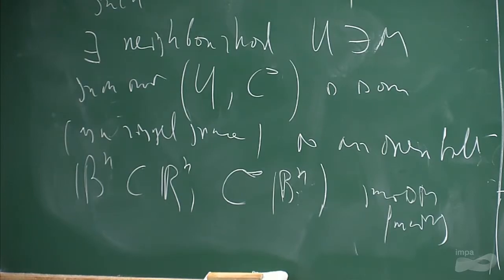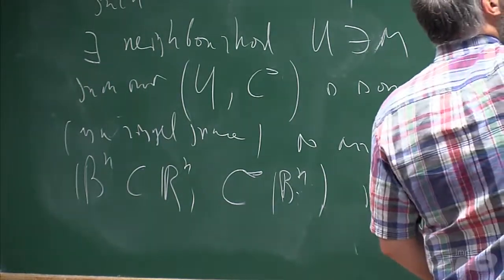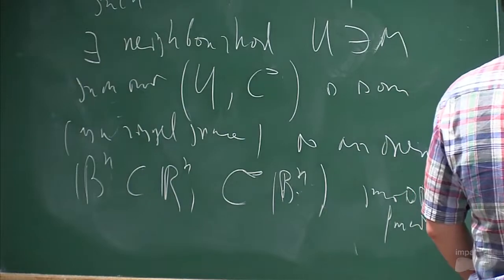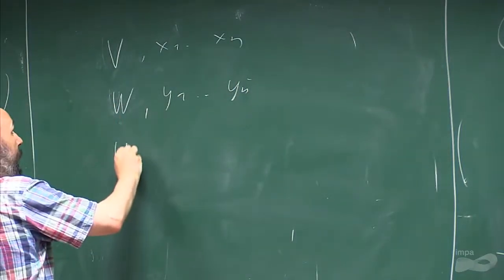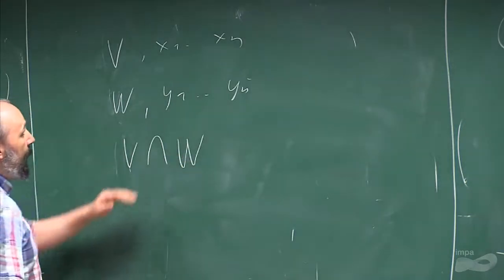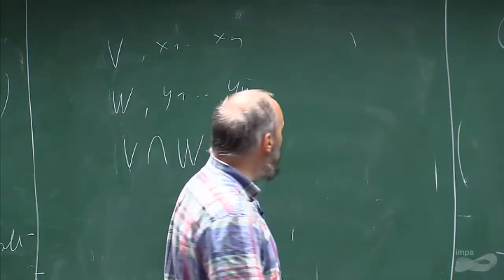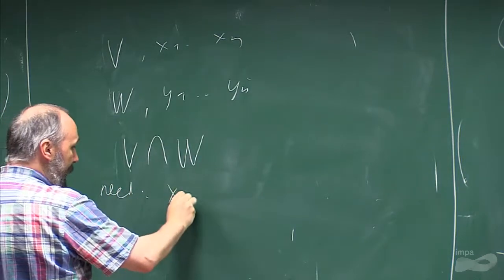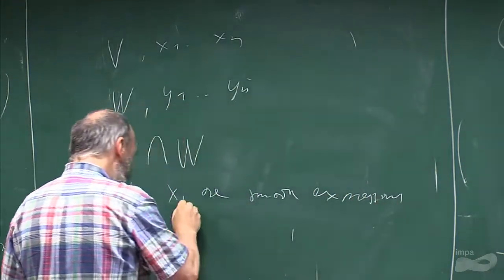So, transition functions. You have a chart U1 with coordinates x1 dot xn and U2 with coordinates y1 dot yn. So let's call them better V and W. These are your coordinate functions. Now you have V intersected with W. Here you have two sets of functions, the restriction of that and the restriction of this. And you have to prove that they are transition functions, so you can express this. So this is smooth, we need that the xi are smooth expressions of the ui and vice versa.